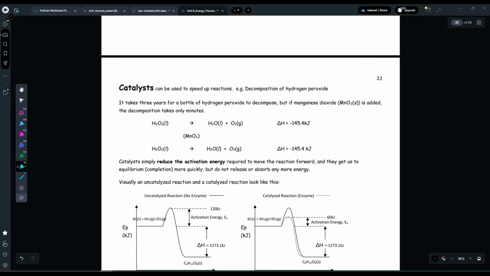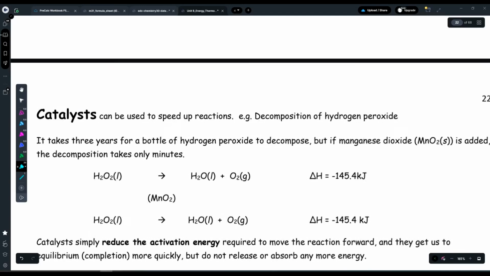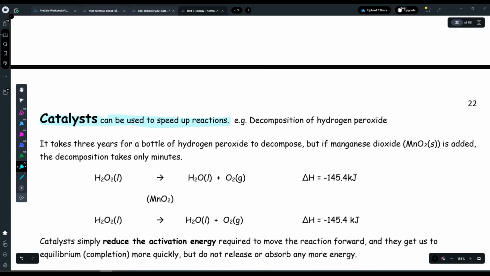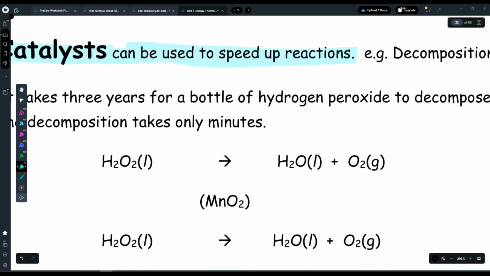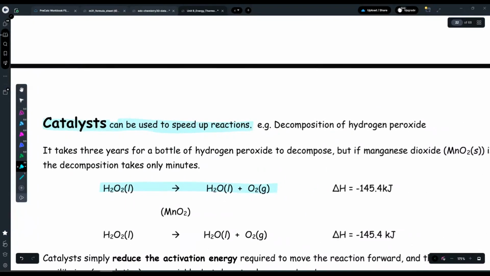All right. With catalysts, the whole idea is that they're used to speed up reactions. For example, it takes 3 years for a bottle of hydrogen peroxide to decompose. However, if you add in a catalyst such as manganese dioxide, then the decomposition of hydrogen peroxide only takes a couple minutes. Here we can see this reaction in delta H notation. There's no catalyst here, and the change in enthalpy is negative 145.4 kilojoules.